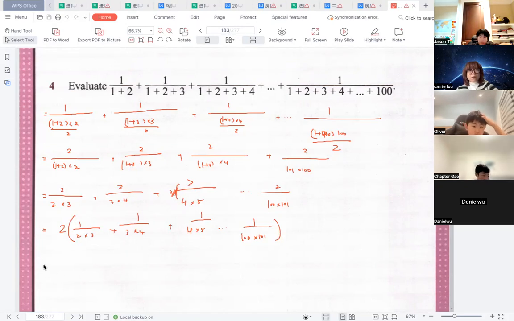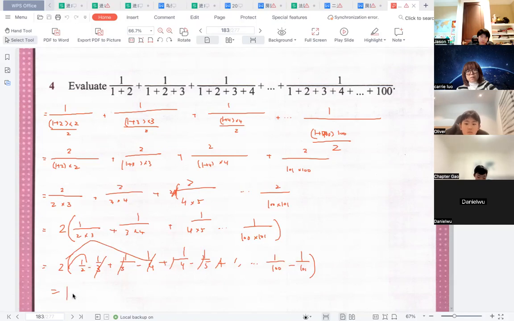Okay, so next one. 2 times (1 over 2 minus 1 over 3 plus 1 over 3 minus 1 over 4 plus 1 over 4 minus 1 over 5 plus all the way to 1 over 100 minus 1 over 101). So these are all gone. So basically you can times inside. So it's 1 minus 2 over 101 equals 99 over 101. So that is the answer.